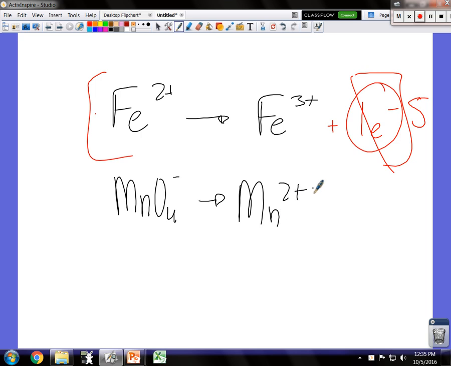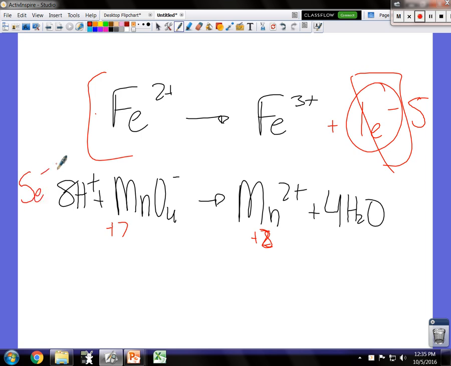It's the first thing I need to add. Now I need electrons, right? I've got a positive 7. I've got a positive 2. What do I need? 5 electrons, which is why the top half had to be multiplied by 5 to get that to cancel. So what was the value that was canceled? Your N. 5. Now does that make sense?